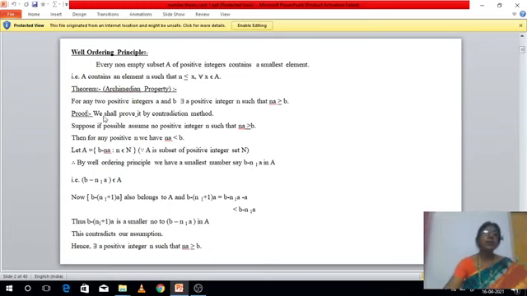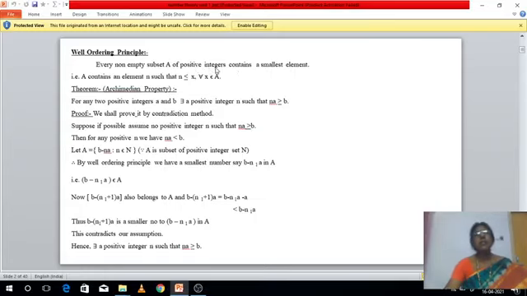Once we see the theorem statement: for any two positive integers a and b, there exists a positive integer n such that na is greater than or equal to b. This is the Archimedean property. Now the well ordering principle: every non-empty subset A of positive integers contains a smallest element.